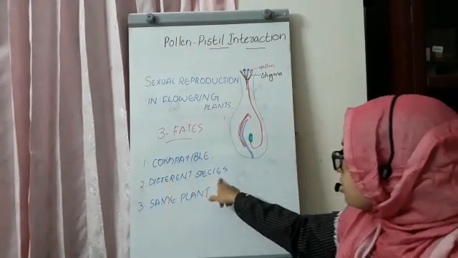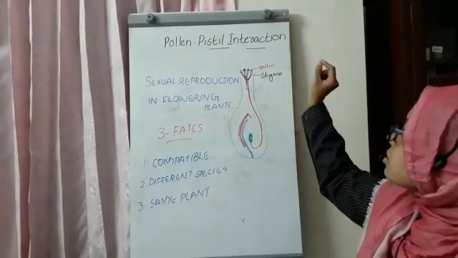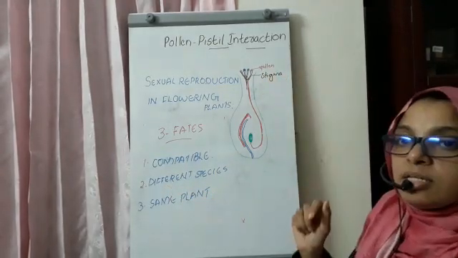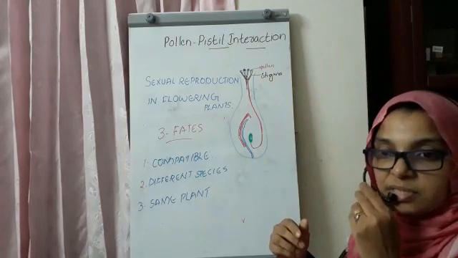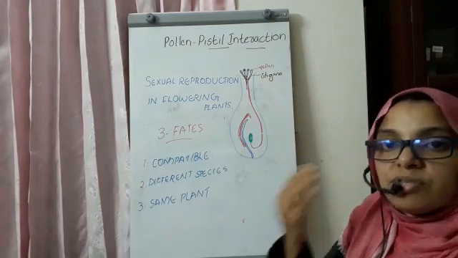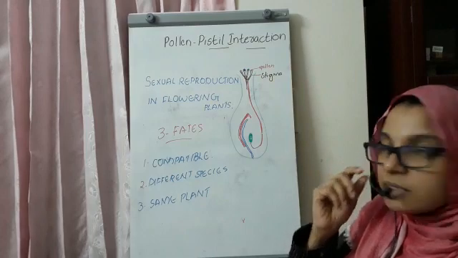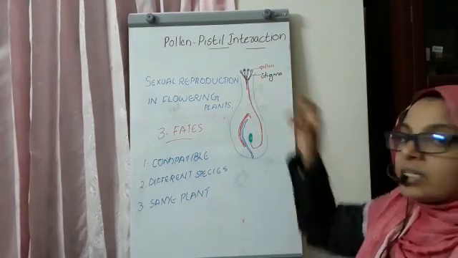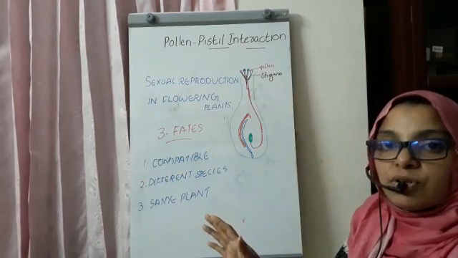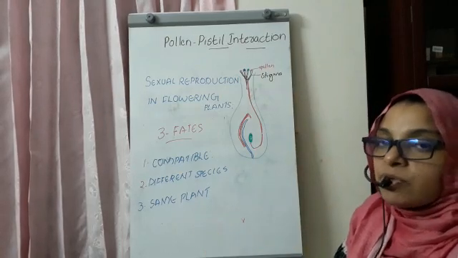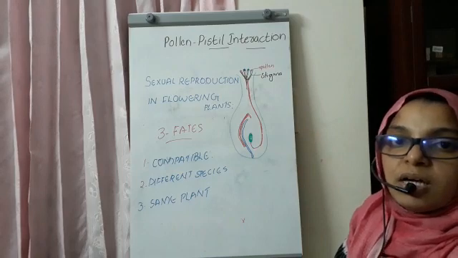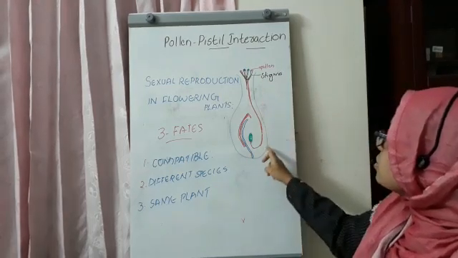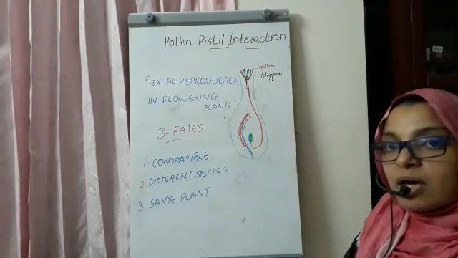The second fate is if the entered pollen comes from a different species. What happens? It is not capable of fertilization. So no fertilization occurs, no formation of a pollen tube, and no entry of this pollen into the female gamete, the ovule.